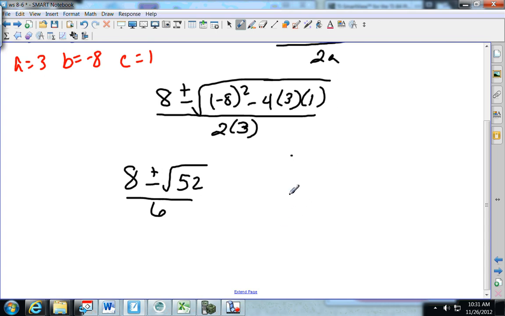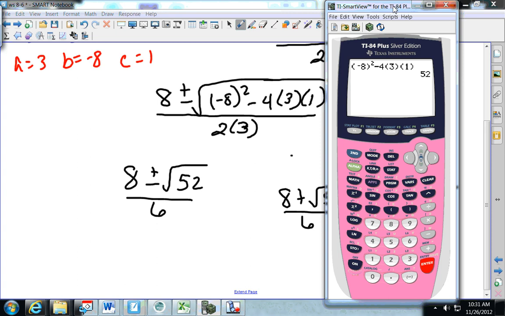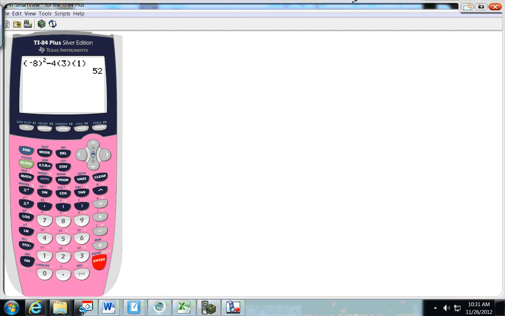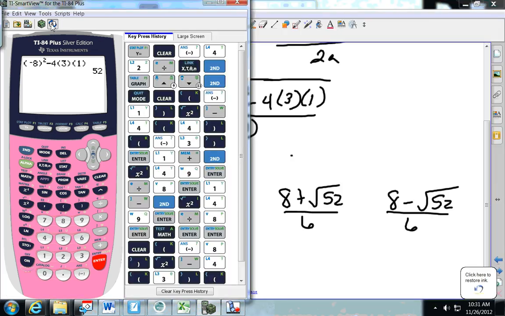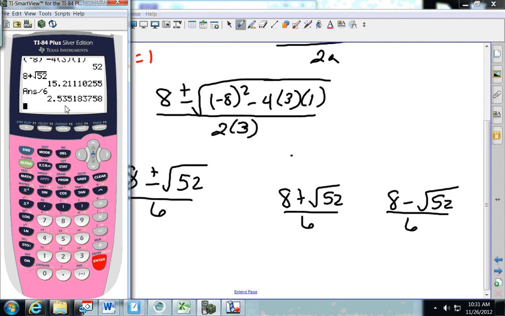Well, so now I have 8 plus the square root of 52 divided by 6, and 8 minus the square root of 52 divided by 6. So let's do the addition one first. So move my calculator over here. Let's see here. I have 8 plus the square root of 52, enter, divided by 6, enter. So we're going to round to the nearest hundredth. So this 5 rounds that 3 up to a 4, so I have 2.54.